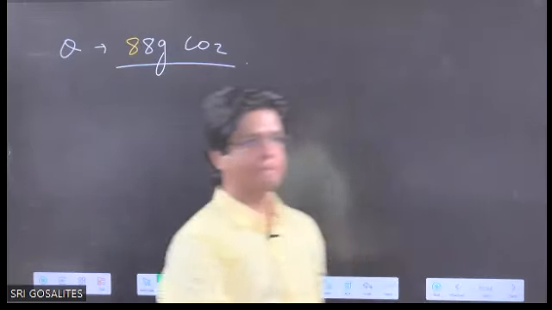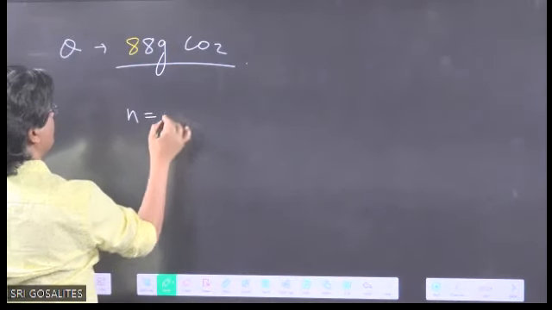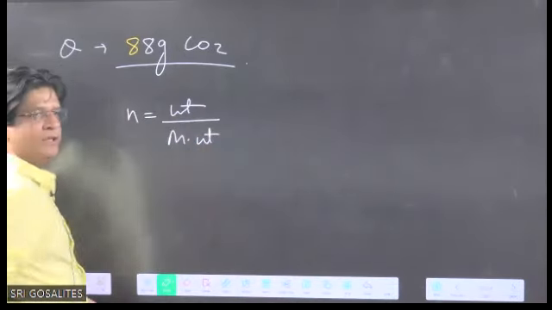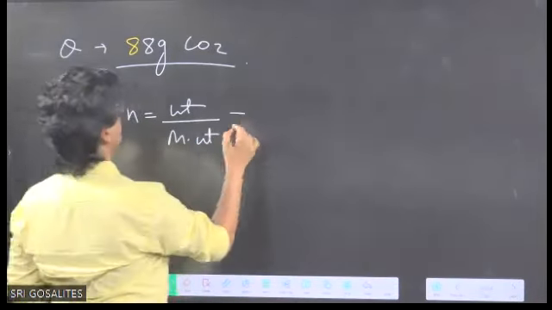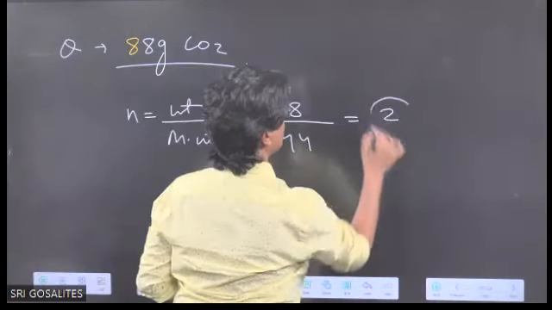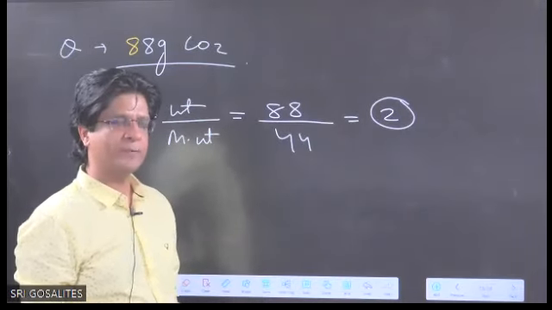Very good. So you know that number of moles will be weight upon molecular weight, because CO2 is a molecule, it's a group of atoms. 88 upon 44 will be equal to how much? 2 moles. Again 2 moles. Yes or no?